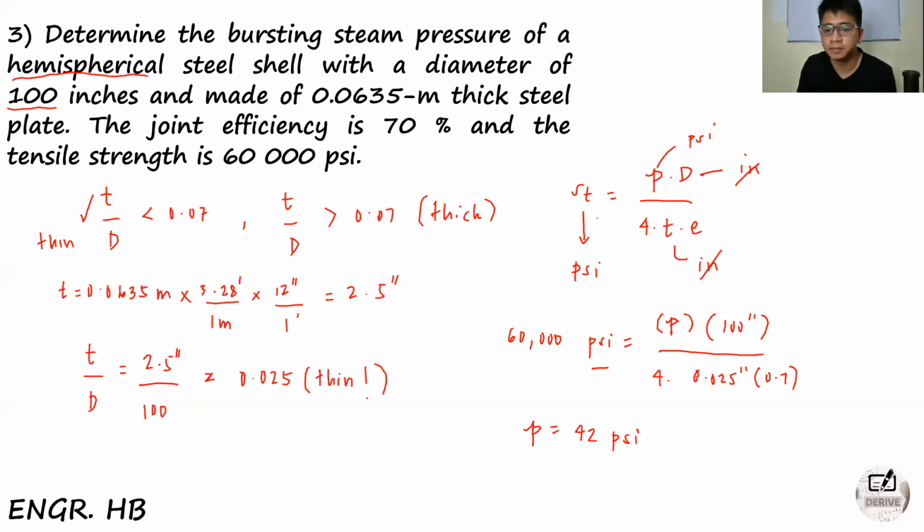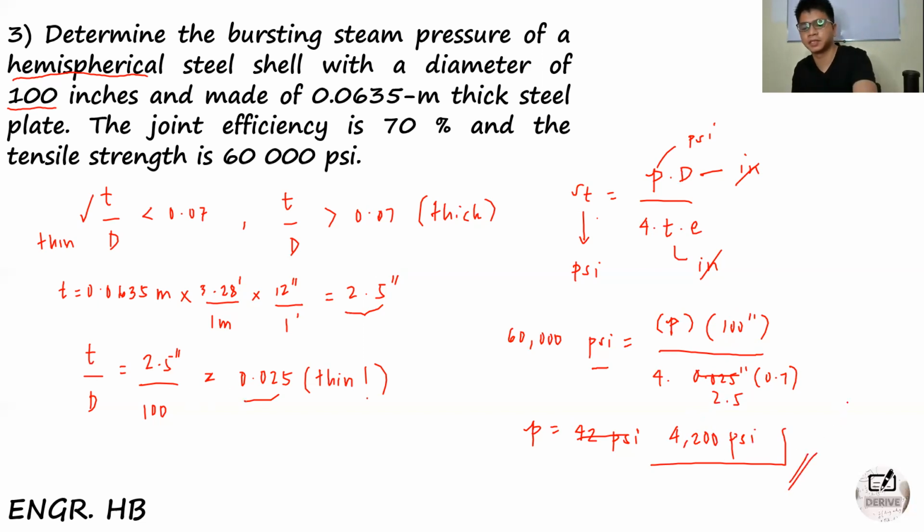No. That is why it is low. This thickness is 2.5. I used the ratio earlier here. So, sorry, 2.5. That becomes 60,000 times 4, 240,000, times 2.5 times 0.7, divided by 100, and that will give 4,200 PSI. Okay, so that will do it for our pressure vessel problem.